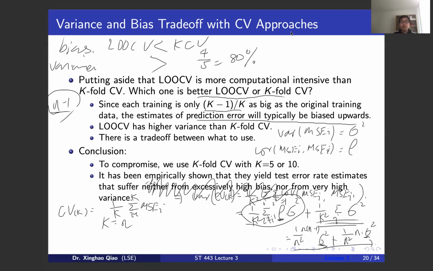But for K-fold cross validation, we have a relatively lower correlation between MSE_i and MSE_i prime. Therefore, the underlying rho will be far away from 1. It will be much smaller than 1.